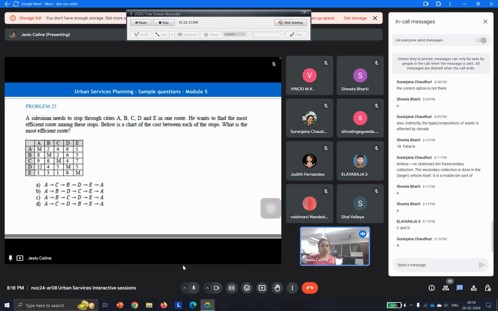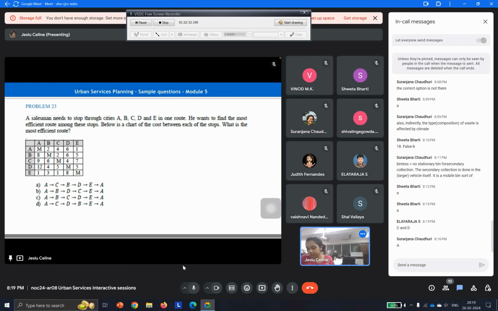So this is the last question, and this is a traveling salesman problem. So we'll have to solve this. We have not discussed this in the lecture, so I'll explain step by step. There are a series of steps which we follow while solving the traveling salesman problem.